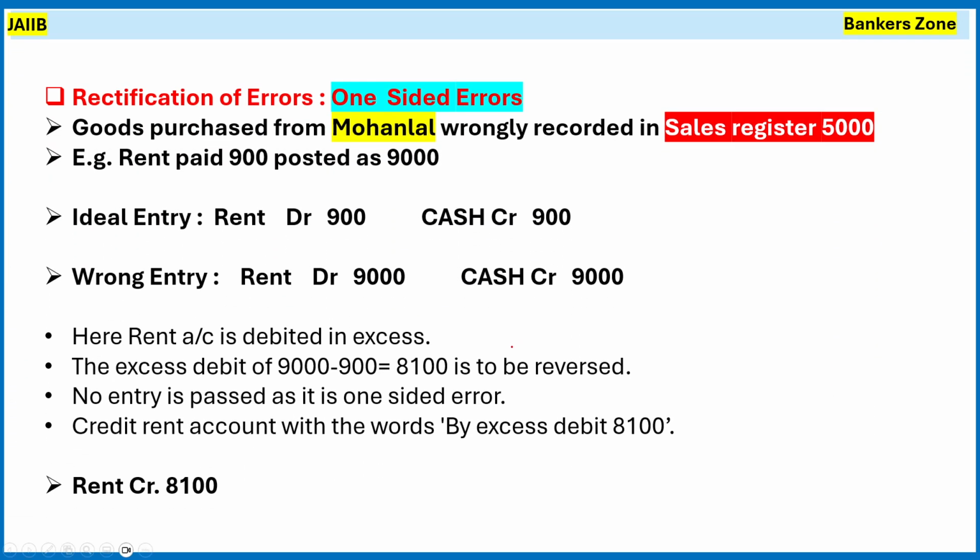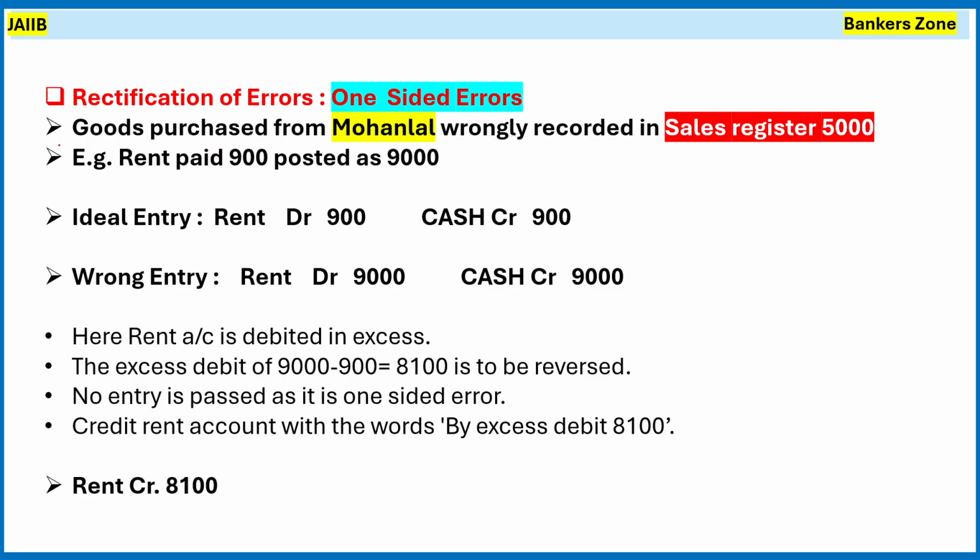Now see, another example. Goods purchased from Mohanlal wrongly recorded into the sales ledger. So what is happening here? Whatever we are purchasing, we are recording it into the sales ledger. See, a purchase must be recorded into the purchase ledger, right? Now see, rent paid 900 posted as 9,000, right? 900 has been paid, but we are posting it as 9,000. So it is also an error, right? So this is how to rectify the error.